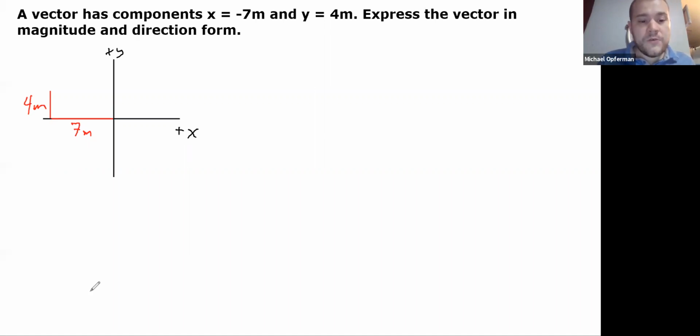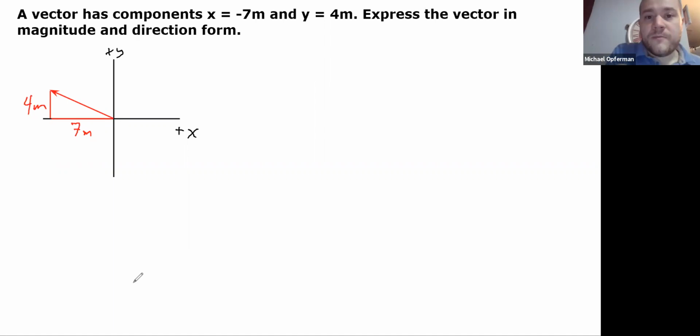Now the next thing we do is draw in the hypotenuse of the vector. So the hypotenuse is the vector that starts from the origin and ends up at that point that we just found using the X and Y components. So as you can see, I now have a triangle. Let's solve the triangle. So the hypotenuse of this triangle is going to be the magnitude of the vector.